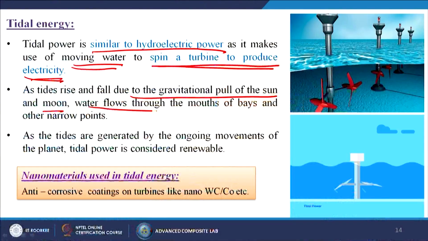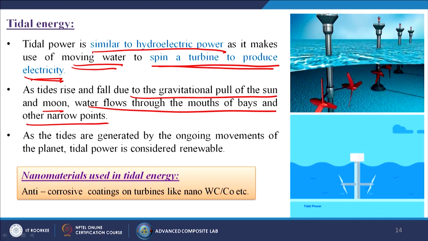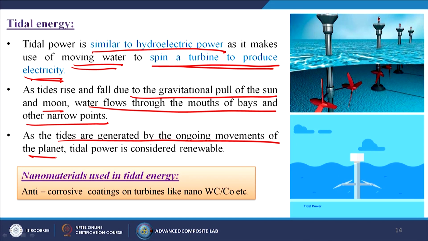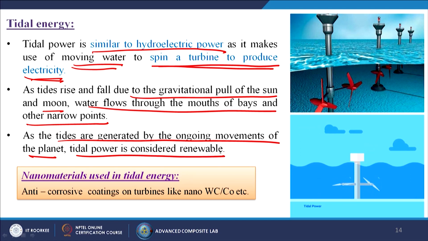So, water flows through the mouths of bays and other narrow points. Sometimes the water level is going to be higher, or in some cases lower. So, automatically due to that the tides are flowing onto the system. As the tides are generated by the ongoing movements of the planet, tidal power is considered a renewable energy source.